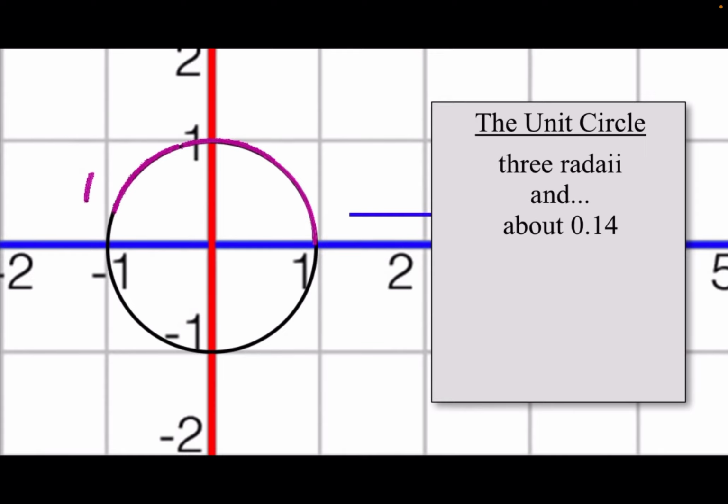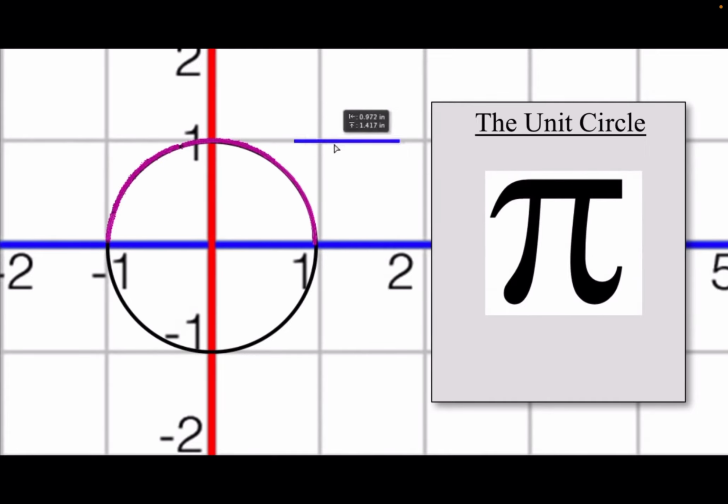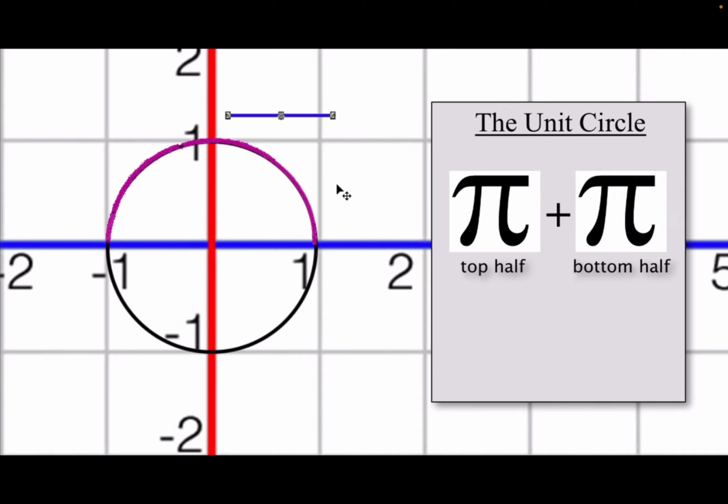So it takes 3.14 radiuses, or radians, to fit around the top half of the circle. Let's move that little 0.14 piece in there. 3.14, that is pi. So around the very top half of the circle is pi radians, and the bottom half of the circle is another pi radians. So the complete circumference around a unit circle is 2 pi radians.